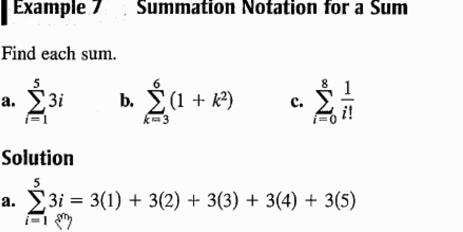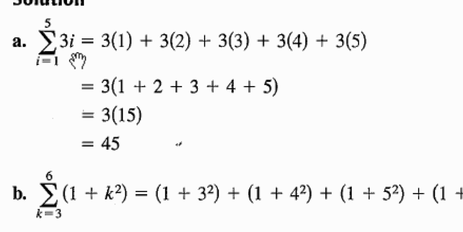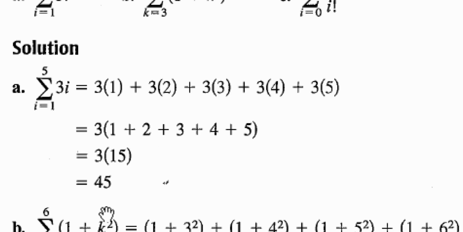The i is the index, so it changes each time. It begins at the lower index, 1, and it will end at the upper index of 5, and it will become everything in between. So now you just evaluate. Factor out a common factor of 3. Add up 1 through 5, which is 15. 3 times 15 is 45. So the sum turns out to be 45.